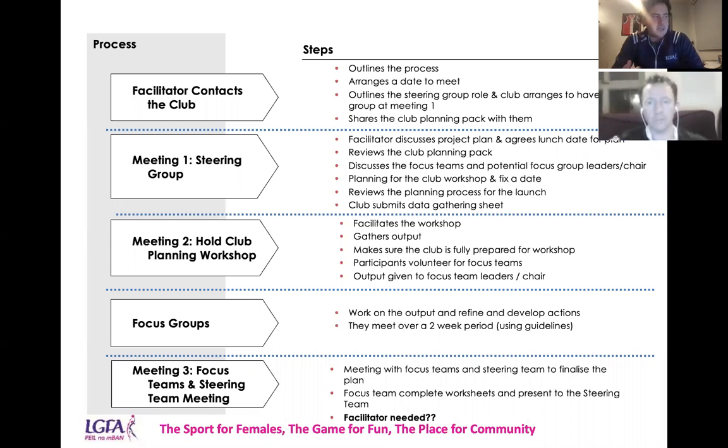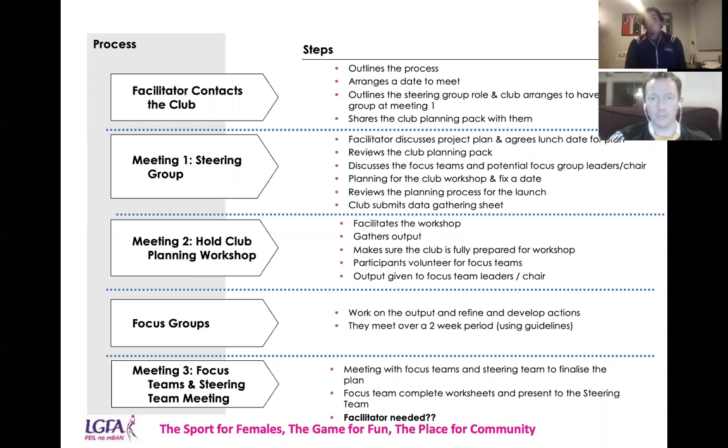And then, as I say, the club workshop, you'll plan that at that first meeting with the facilitator and fix a date for that. So your workshop is where you're going to get all your information for your plan, and you're going to invite all your club members there and hopefully get a good bit of information from that as well. At the first meeting, again, your facilitator will review the process from start to finish, agree dates, and then the data gathering sheet that I showed you in the previous slide, you'll submit that to the club facilitator, just so we all know where we're at the moment.